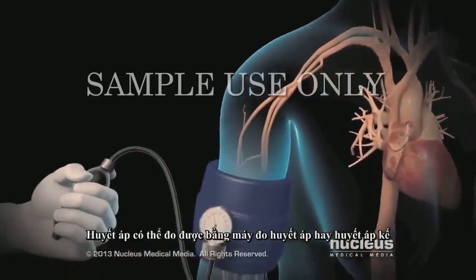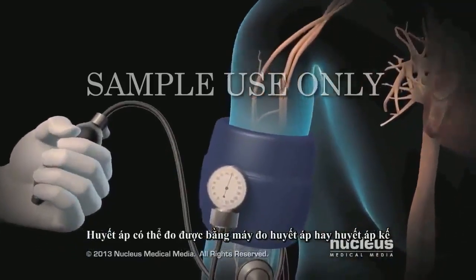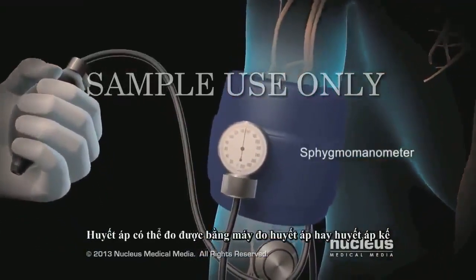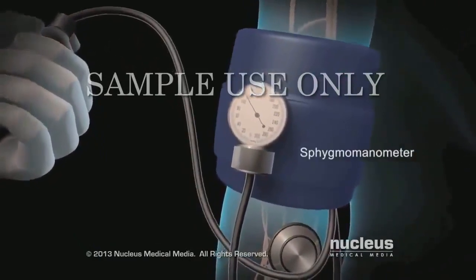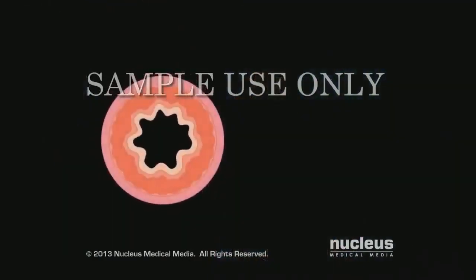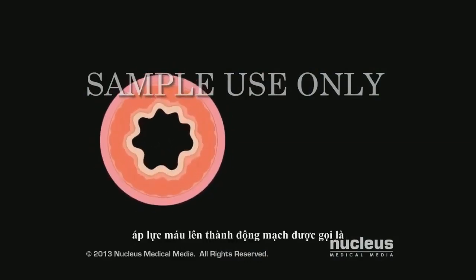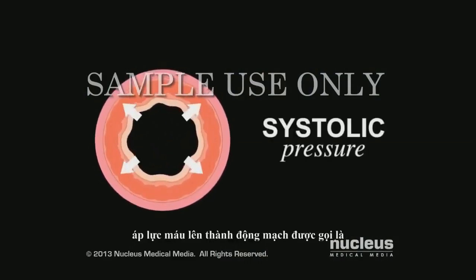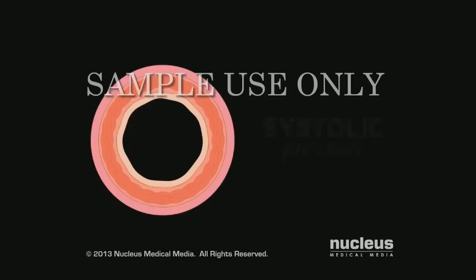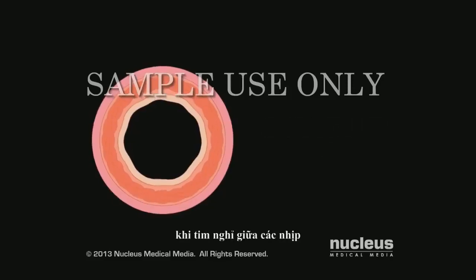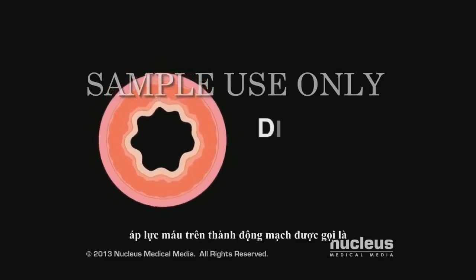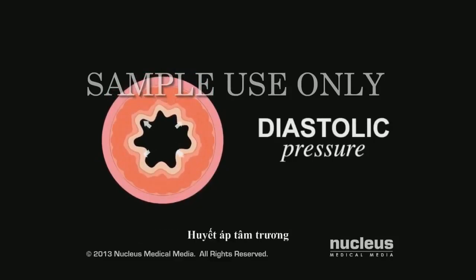Your blood pressure can be measured with a device called a sphygmomanometer, or blood pressure cuff. When your heart beats, the pressure of blood on the walls of your arteries is called systolic pressure. When your heart relaxes between beats, pressure on the artery wall is called diastolic pressure.